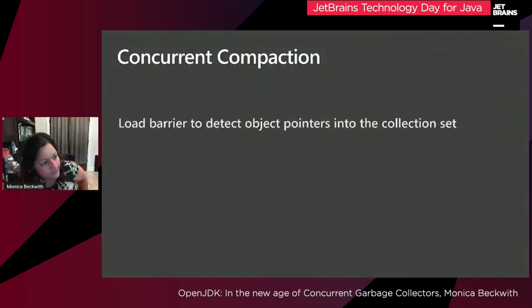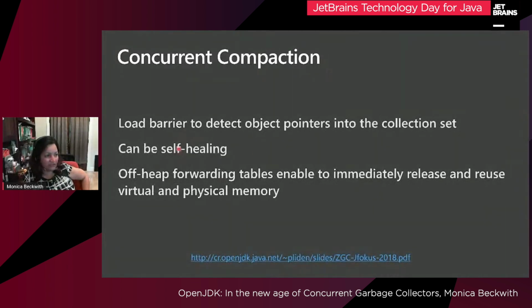Concurrent compaction. Again, this is very difficult. Concurrent compaction becomes very difficult because your mutator is changing the object graph. So you need a load barrier to detect object pointers, which I already explained earlier. Self-healing, the concept of self-healing is when the mutators help out the GC threads: hey, I can see that I need to do this move here, and so I'm going to help them do this myself.